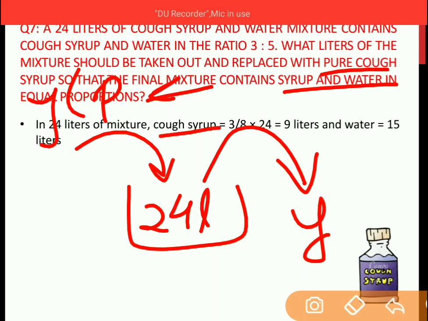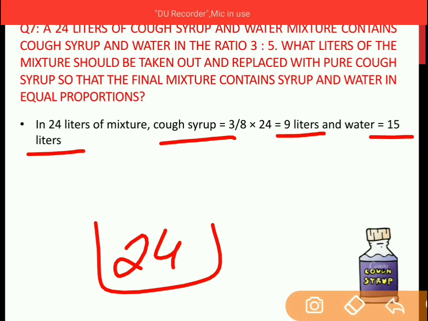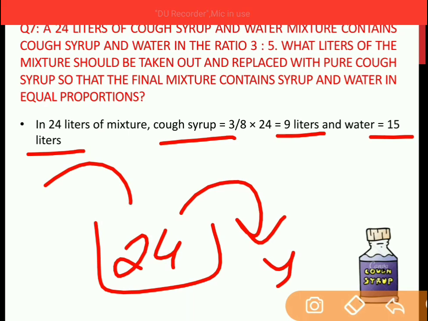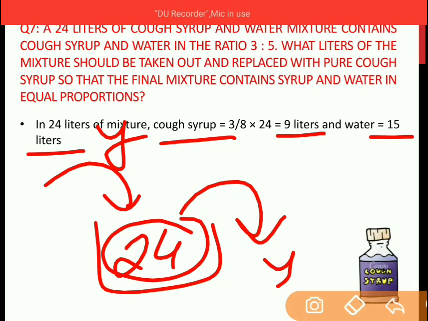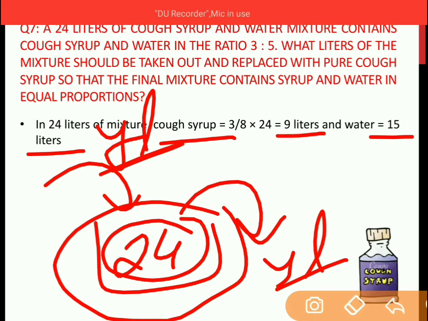So initially the syrup is 9 liters and water is 15 liters, then some quantity is taken out from this 24 liters. Let's say y liters is taken out and y liters is added, so the final will be 24 liters only. Understood? If y liters is taken out and the same y liters is added, but the taken out y liters is of mixture and the added y liters is of pure syrup, overall the mixture will be of 24 liters only.